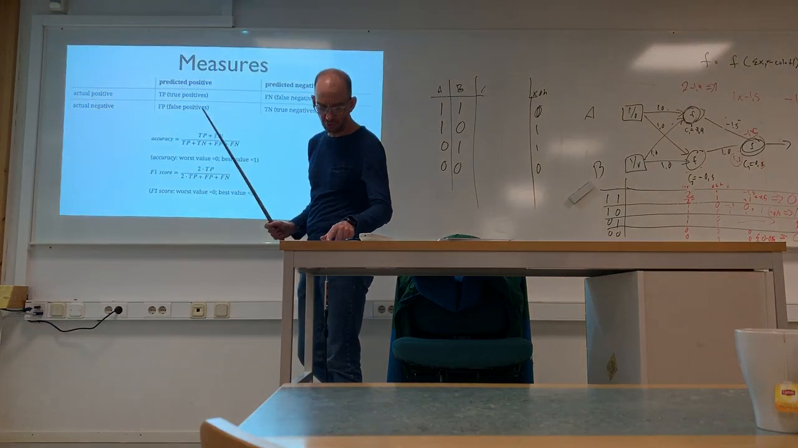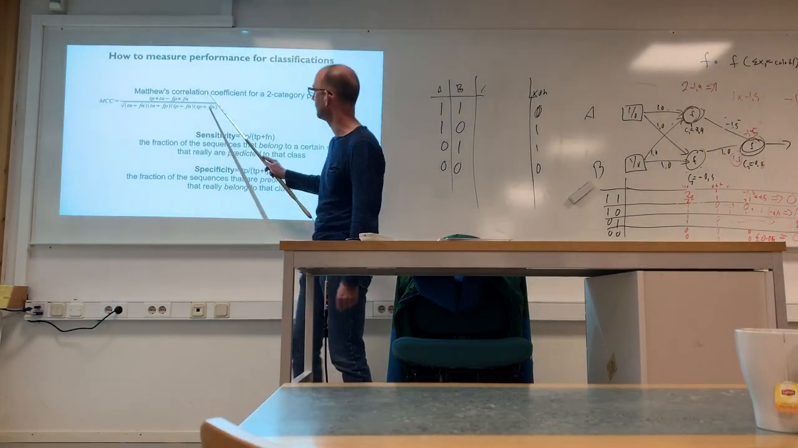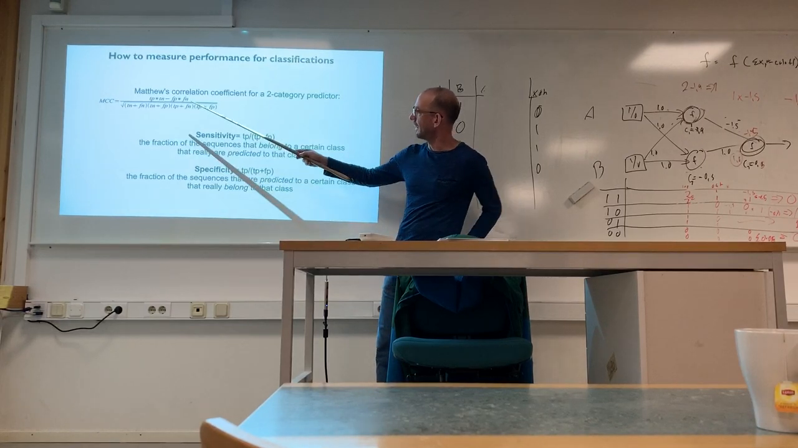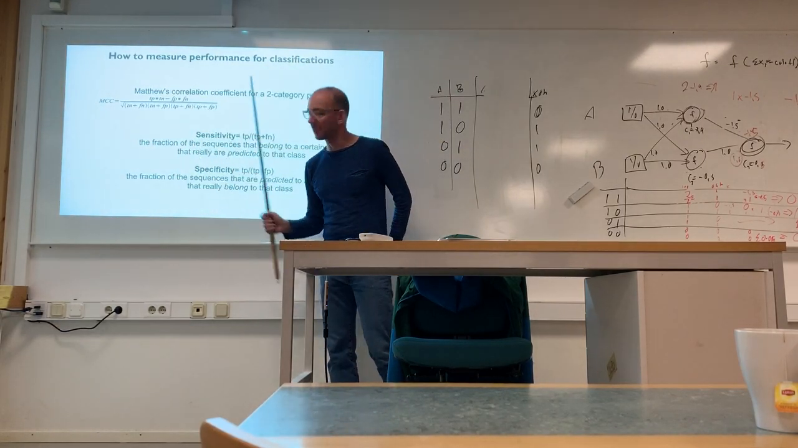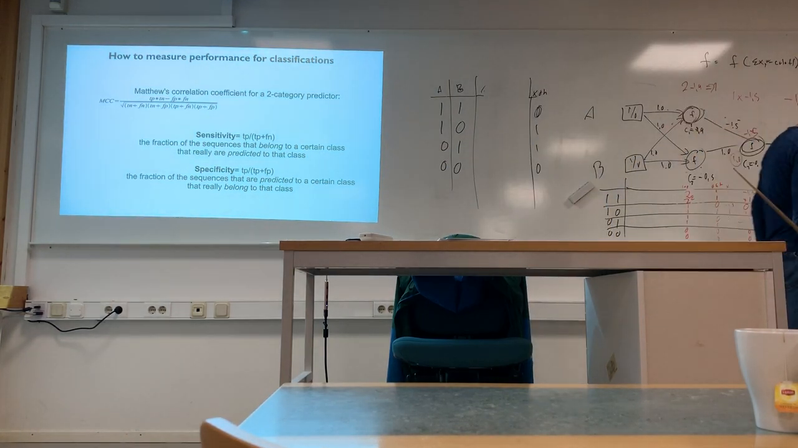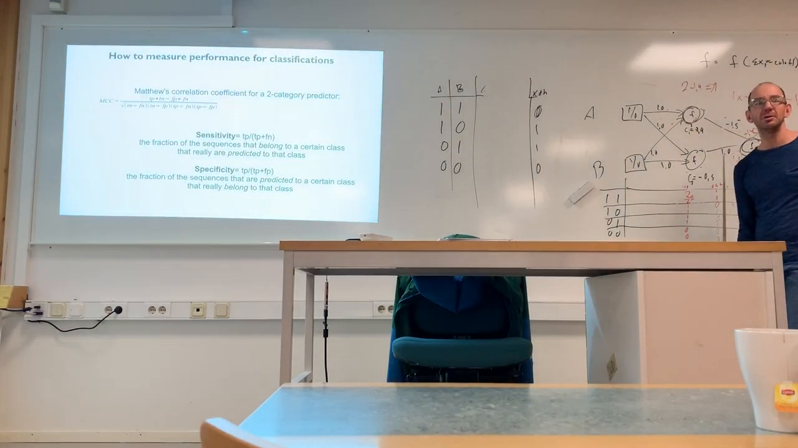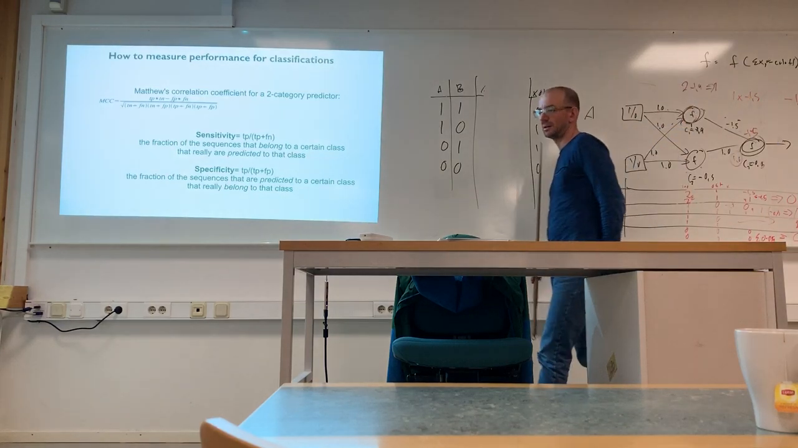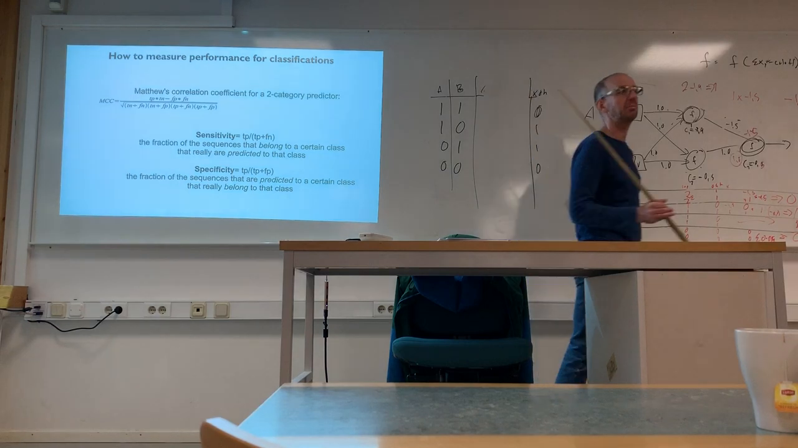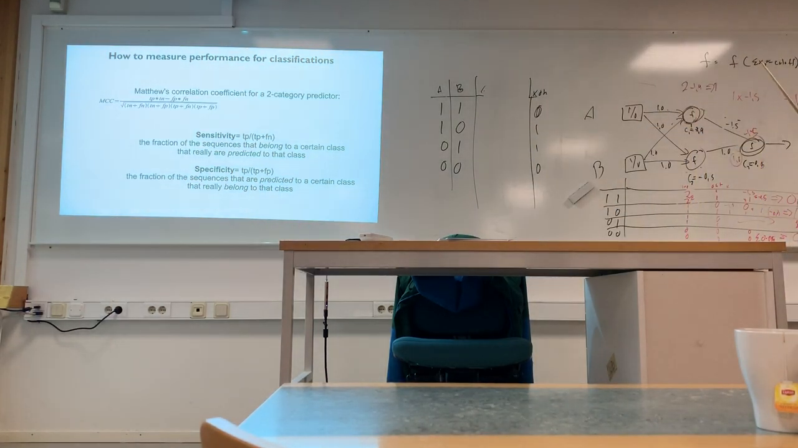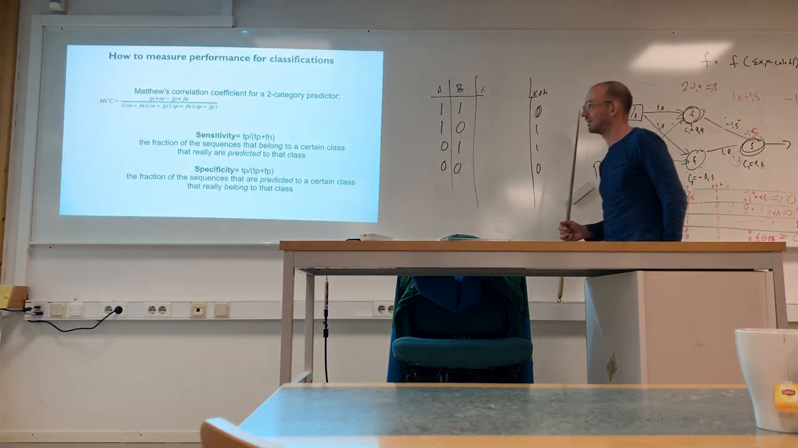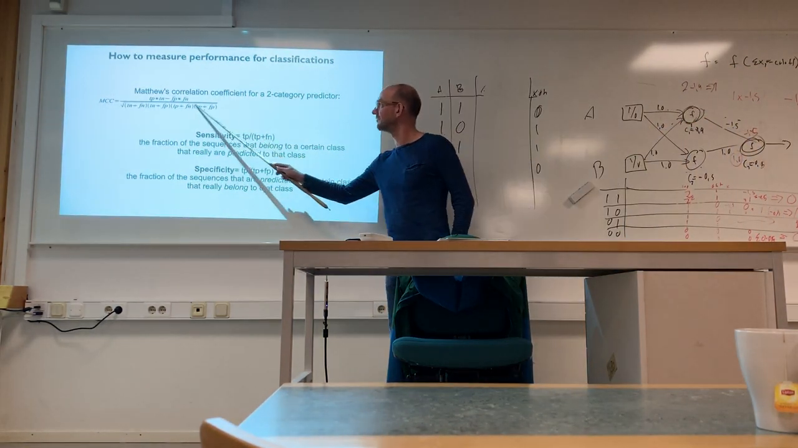That is often a good measure. So it's basically a measure, you should memorize the formula, that goes from minus 1 to plus 1. 0 will be random, and 1 will be a perfect prediction, and minus 1 will be a completely incorrect prediction. Everything is absolutely opposite, which of course you could turn around and make perfect. But if you have less than 0, you are doing worse than random.